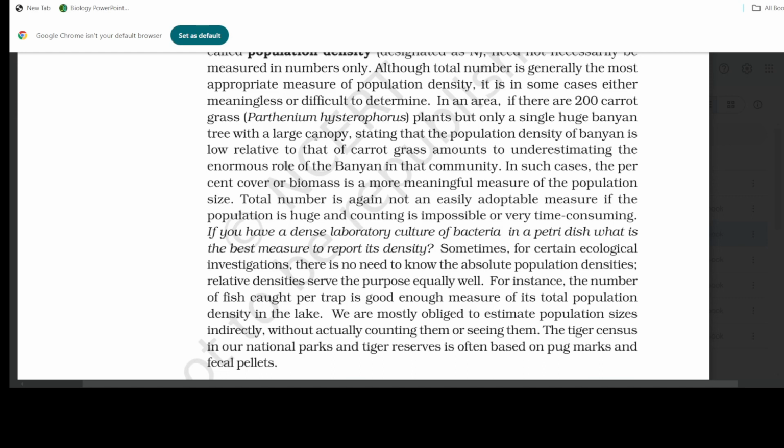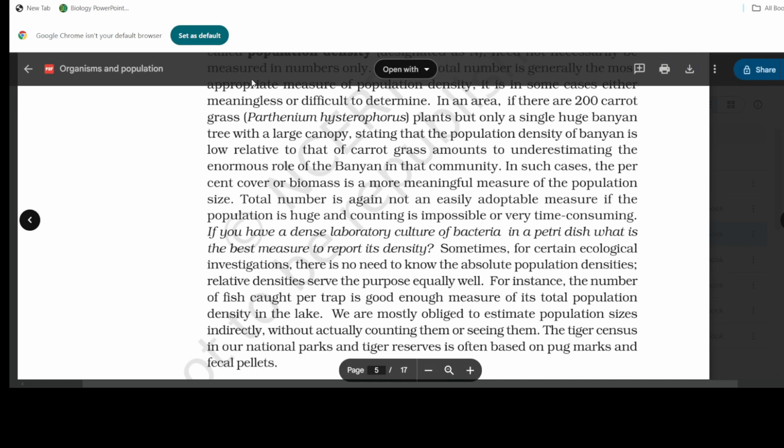So we have only one banyan tree and a huge number of carrot grass. If we say that there is only one banyan tree, the population density of banyan tree is low when compared to the carrot grass. But it is an underestimating statement, because the banyan tree is huge and it is sheltering a very huge community, right? In such cases, the percent cover or biomass is a more meaningful measurement of population size. So one of the measurements is by percent cover or biomass. You understand? That is one of the measurements.